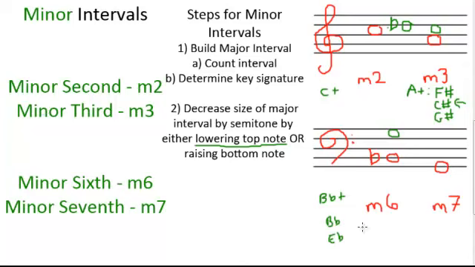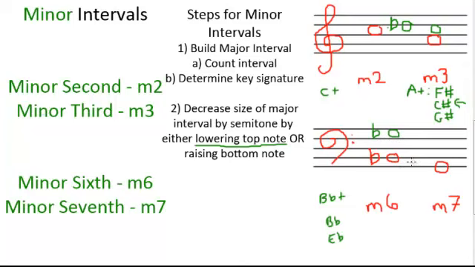So that G is within our key signature of B flat major, meaning that right now we have a major sixth. Now we will decrease that by adding in a flat. We make that a G flat. That's down a semitone, and we have a minor sixth.